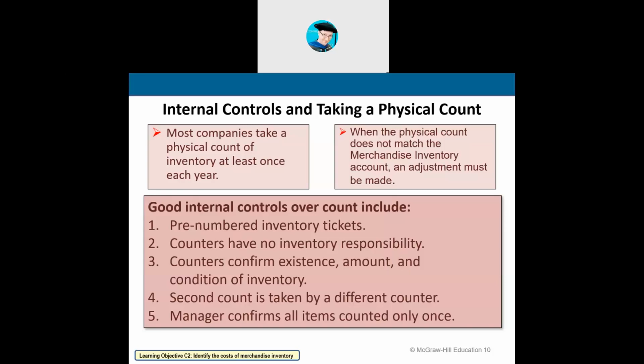If there's a discrepancy, that means either it got lost, it got stolen, it broke, whatever, something happened to it. We need to make adjusting entries at the end of the year to account for those differences. So we use a perpetual system, but we also do a physical count once a year. Most companies do this, and that's to validate that what they have in their inventory is accurate.